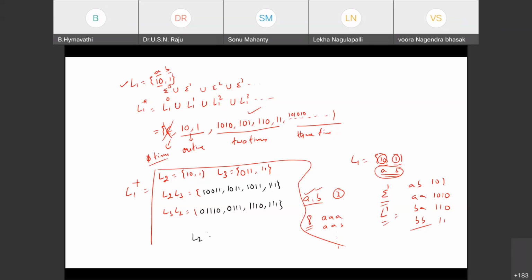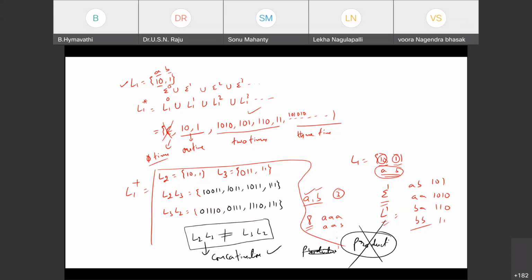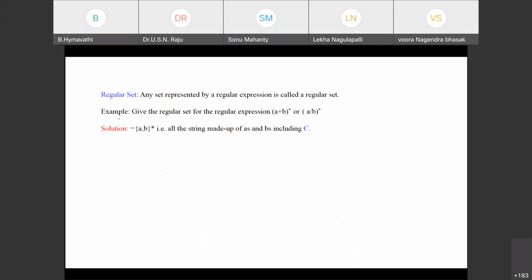L2 L3, are they equal? No. L2 L3 is not equal to L3 L2. Because we are working with strings, whenever I write L2 L3, it means concatenation only. Somebody may assume this is the product. That is wrong. This is not the multiplication operation. This is the concatenation operation. Of course, some books give a dot operator here, but writing the dot operator is optional. Now we'll see what a regular set is.